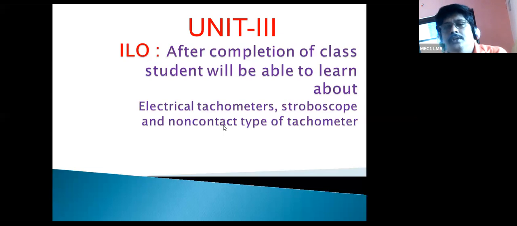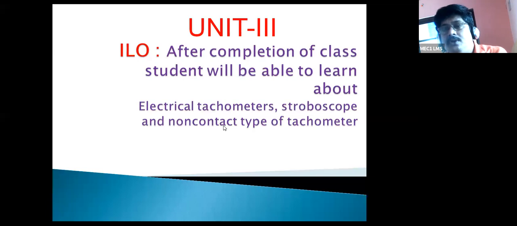So today, this is the topic we are going to discuss. We will discuss electrical tachometers, stroboscope, and non-contact type of tachometers. After completion of this class, you can gain knowledge on electrical tachometers, stroboscope, and non-contact type of tachometers. Before that, we will revise the previous class.